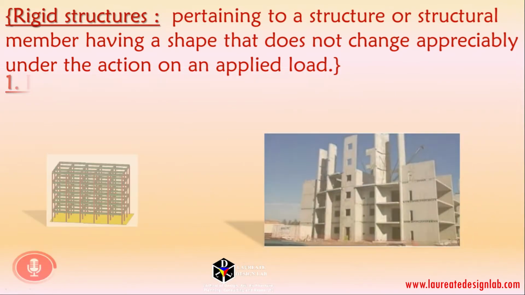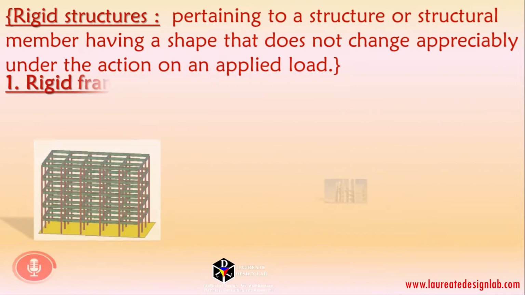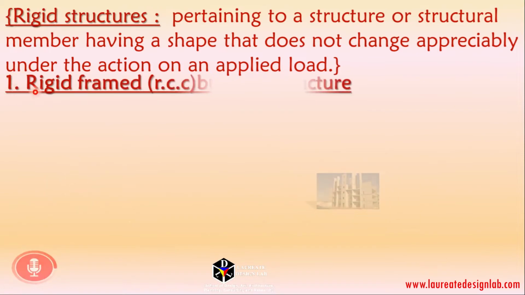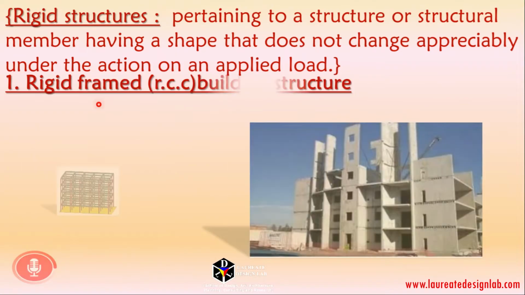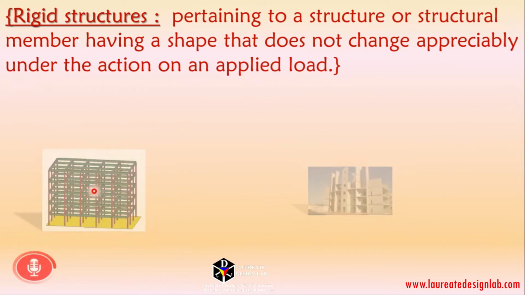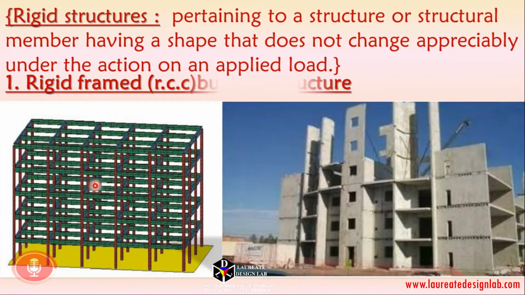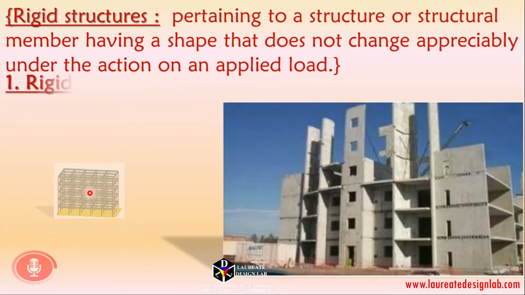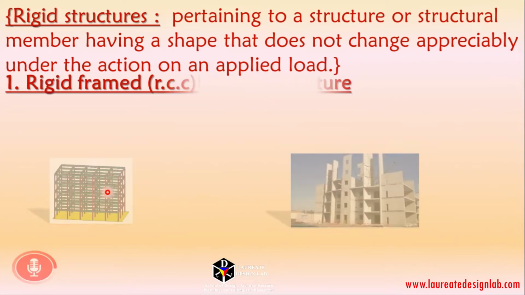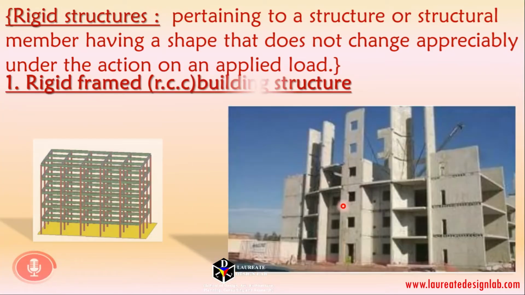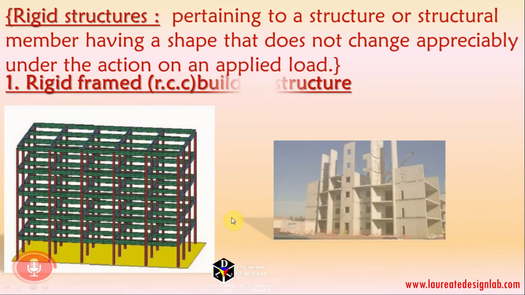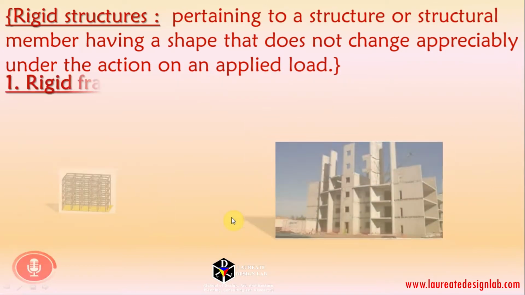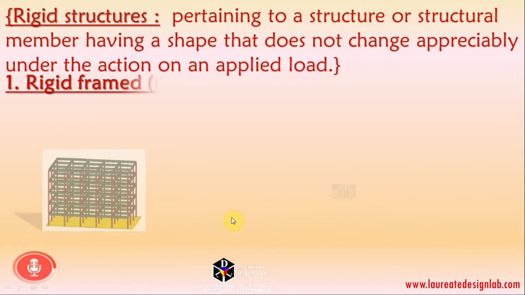It is divided mainly into two categories. One is RCC rigid structure, which we will be discussing here. Remember, all horizontal structural members, beams and slabs, and vertical structural members such as columns are built monolithically with reinforced cement concrete, that is RCC. Here the walls are constructed for partition purposes only, and the load is transferred to the foundation through the beams and columns.